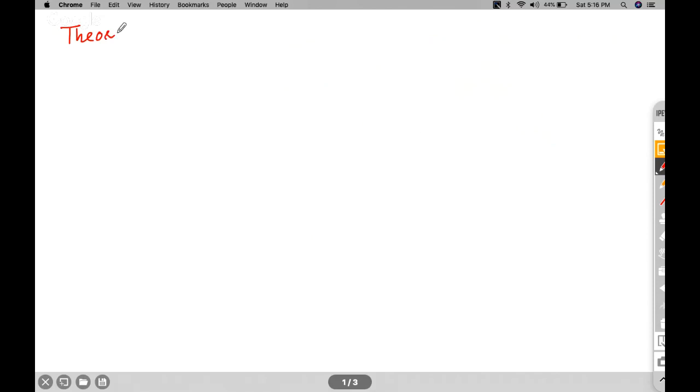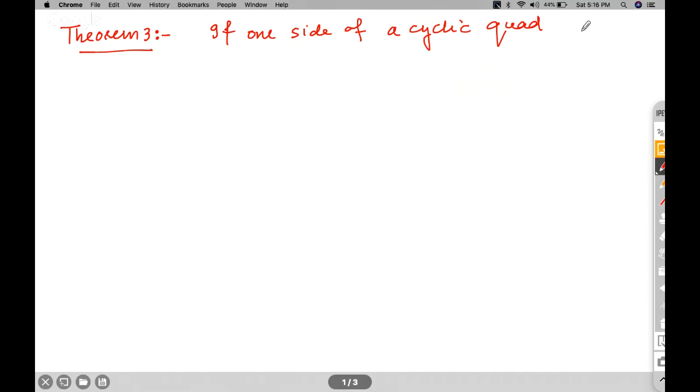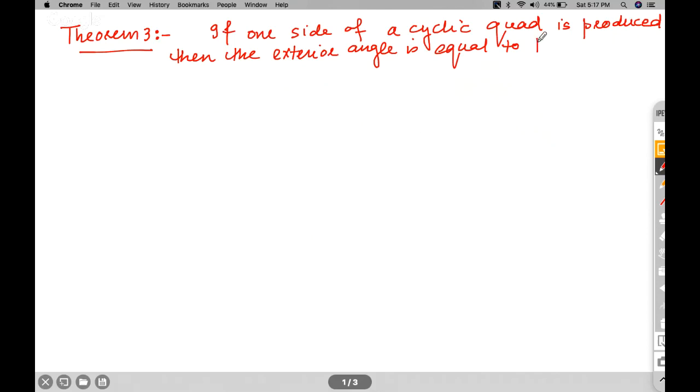Now I have theorem 3. If one side of a cyclic quadrilateral is produced, then the exterior angle is equal to the interior opposite angle.